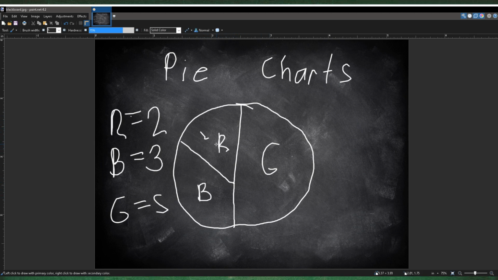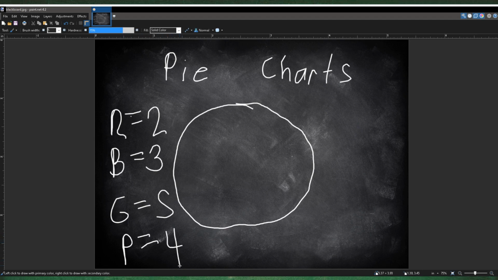So there's 2 here, 3 here, and 5 here, which makes sense because the size of the area represents how much it is out of. And you can add more variables. If you add a purple, you could put like 4. Then you have 3 plus 2, that's 5, that's 10, that's 14.